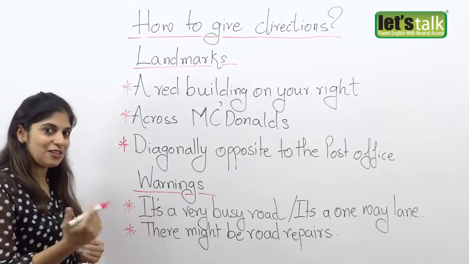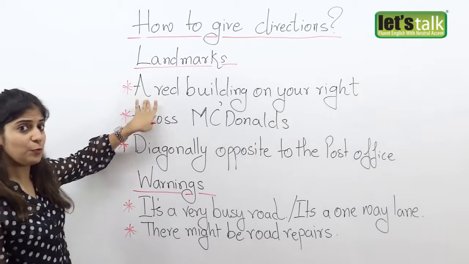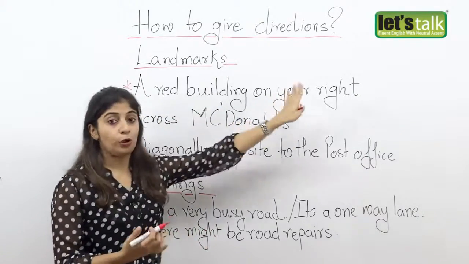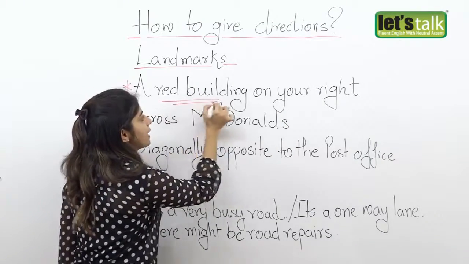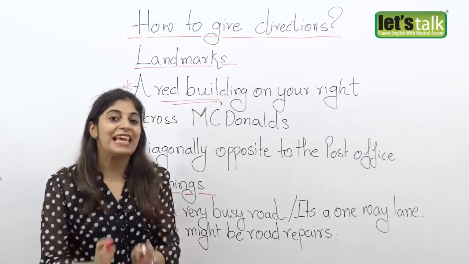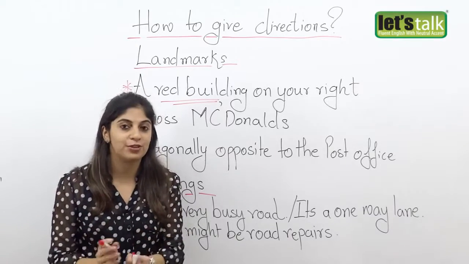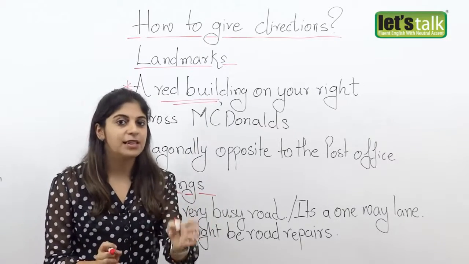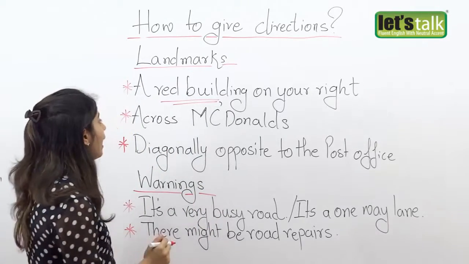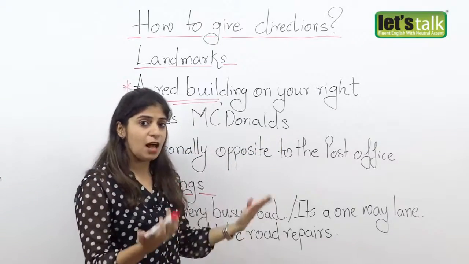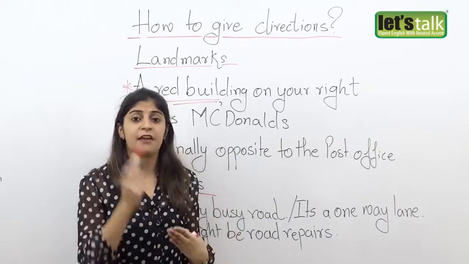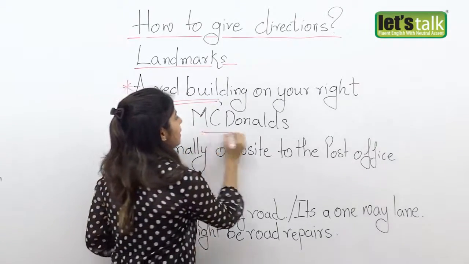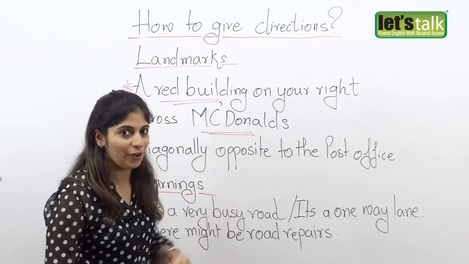So how do we give this information? You would see a red building on your right. So here, the red building would be a landmark. It would be easy for the person who's asking for directions to locate the red building. So the red building is acting as a landmark for him, okay? Across McDonald's. Now McDonald's, everybody knows where McDonald's is. Everybody can spot the McDonald's sign, isn't it? So you can say that McDonald's is the landmark.